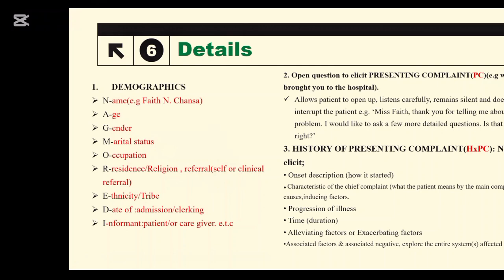Right, in that chronological order, meaning that even when you get to the history of presenting complaint, we start talking about them in that chronological order, beginning with the one that began first. So in this case, if it's a cough, we discuss the onset: how did it start, and when did it start? What are the characteristics of that cough? Is it sputum or non-sputum, productive or non-productive? What things do you think could have caused it? What are the risk factors from the patient?